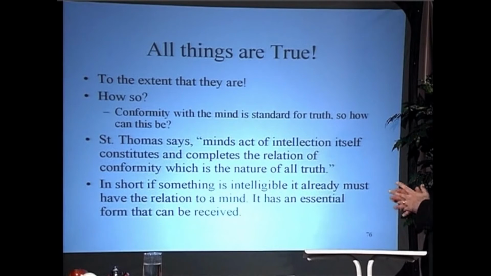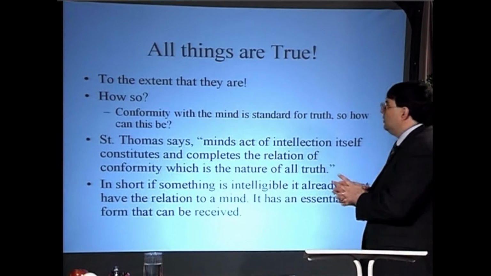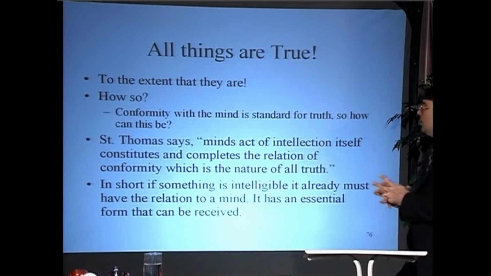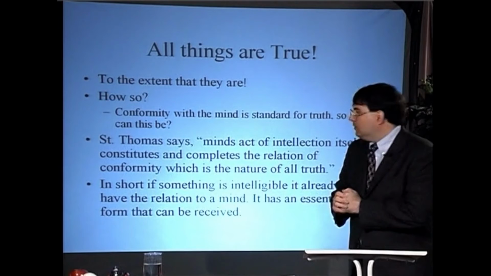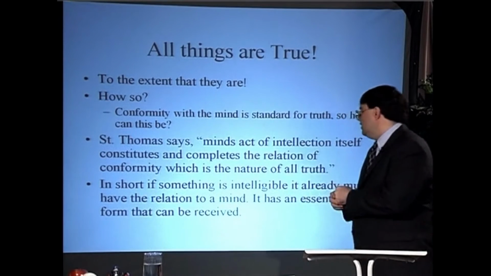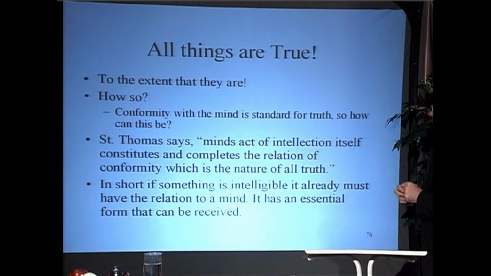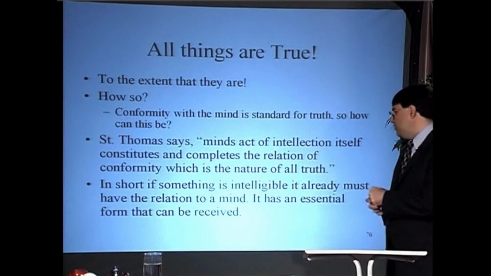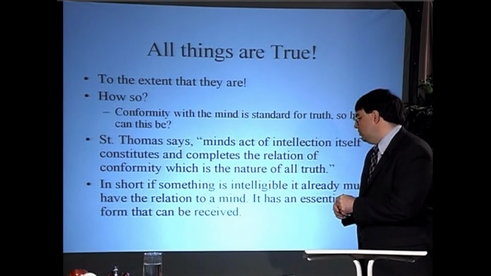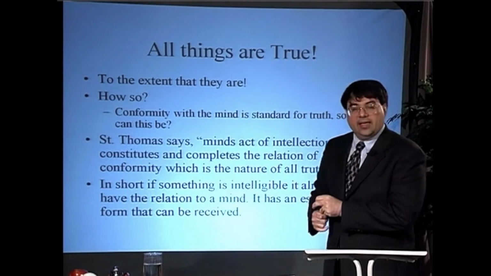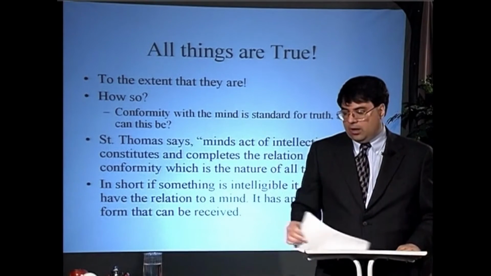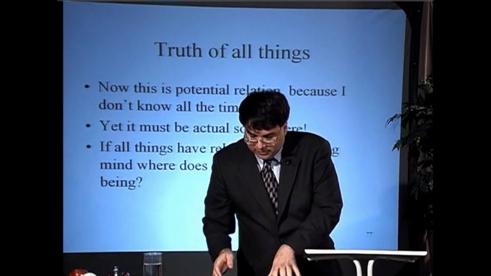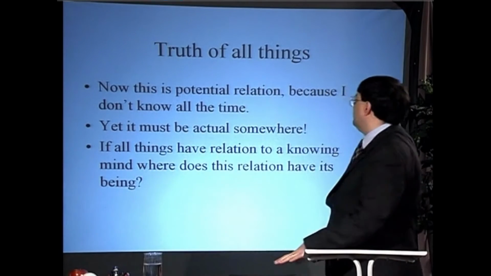So, all things are true to the extent that they are. How so? Remember, conformity with the mind is the standard for truth. How can that be? Well, this is an important point. St. Thomas says, the mind's active intellection itself constitutes and completes the relation of conformity, which is the nature of all truth. In short, if something is intelligible, it already must have a relation to a mind. It has an essential form that can be received. So there's already a relation in everything to be understood. Otherwise, they would not be able to be understood, and they are.